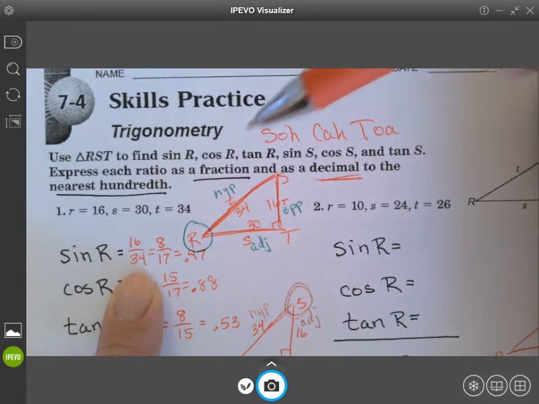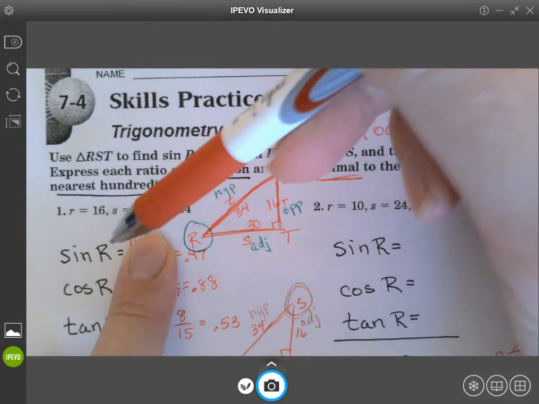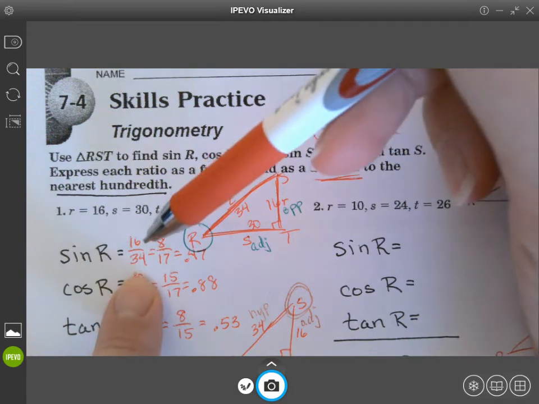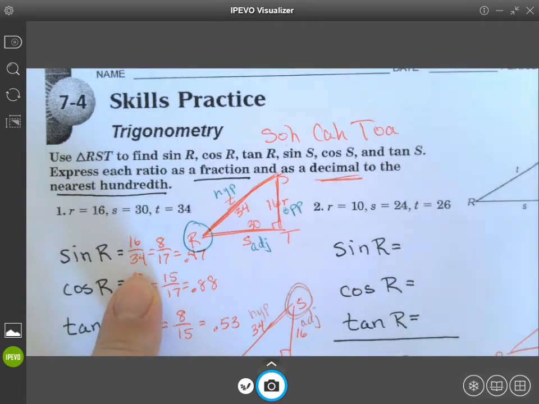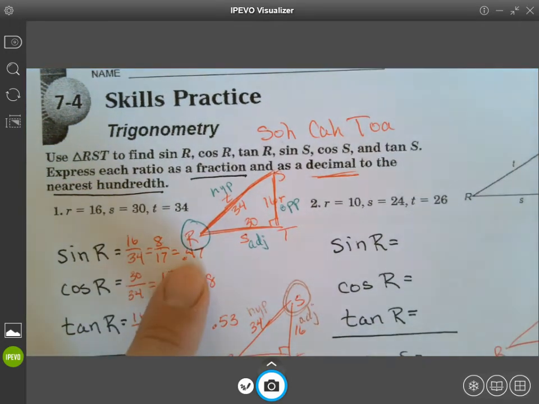You guys are killing me. So this sine r 0.47 came from the opposite over hypotenuse. Now, instead of just giving the ratio, we're asking you to go a step further and find the missing angle.